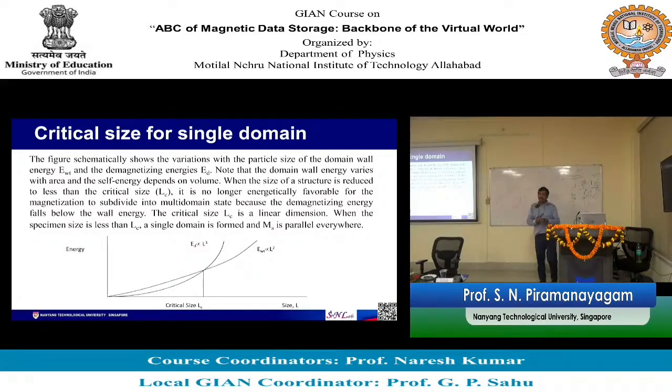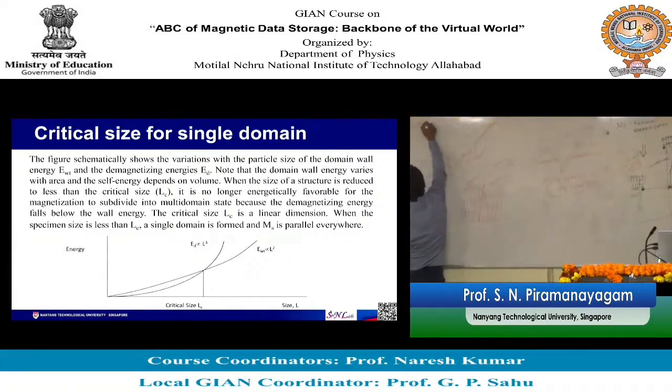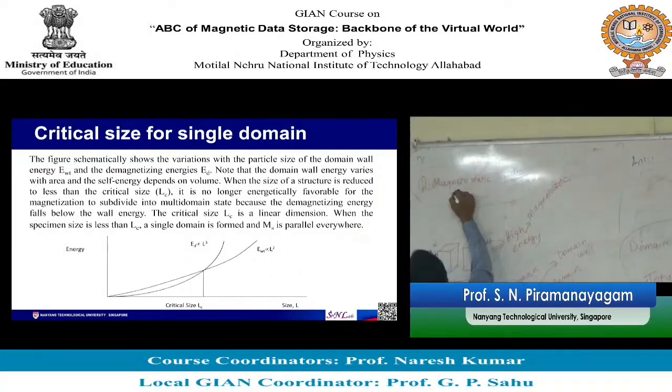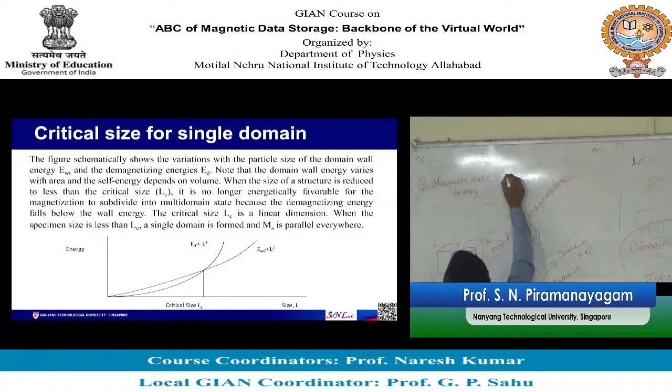So, you know that in physics the systems tend to minimize the total energy, not just one energy. So, the ultimate objective of domain formation depends on whether the total energy of the system is minimized or not. I just described one energy. One energy is the magnetostatic energy or demagnetizing energy. This is the one that increases when we put more spins parallel to each other.